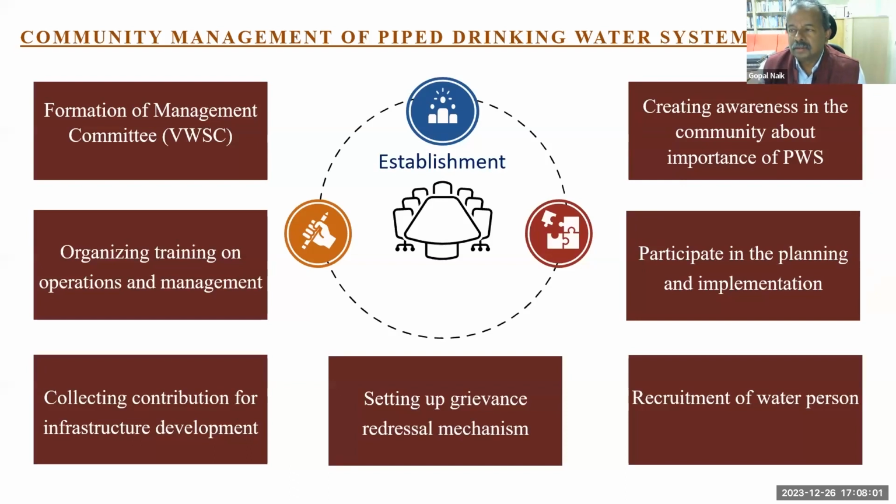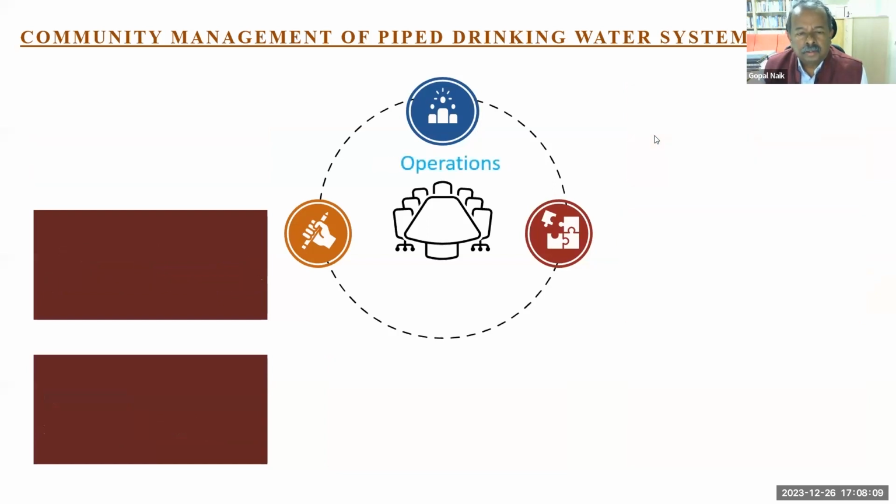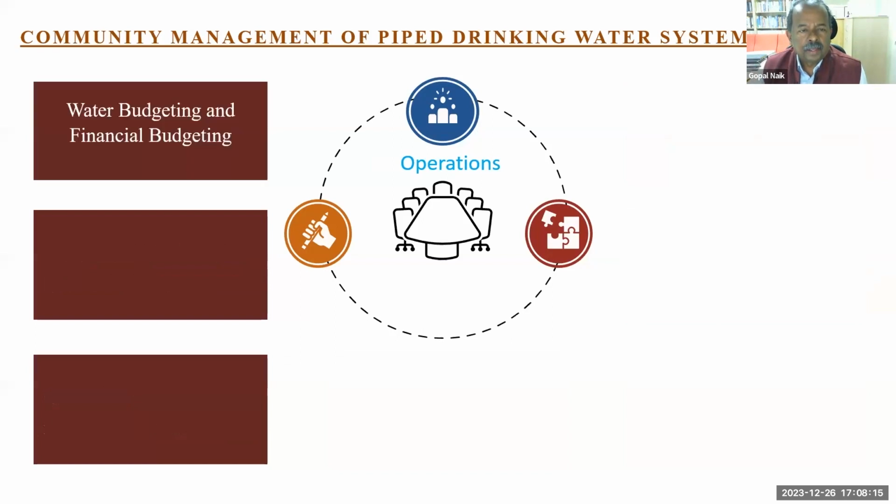These are some key activities to be done as an establishment of the community management system in the case of drinking water service delivery. And the annual operations that need to be done are, one is water budgeting and financial budgeting, the budgeting part of it.